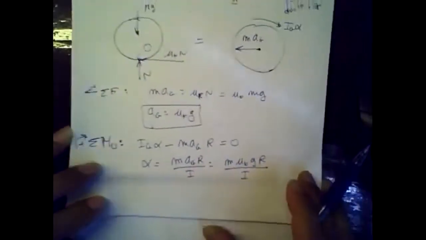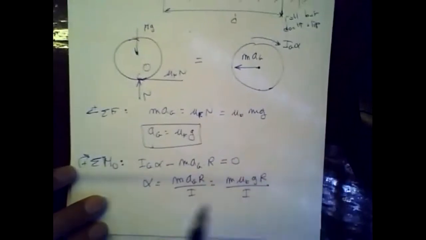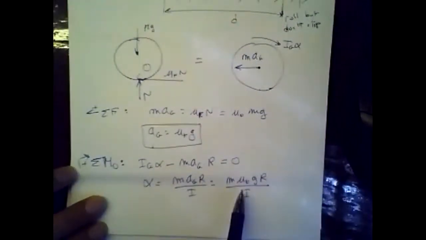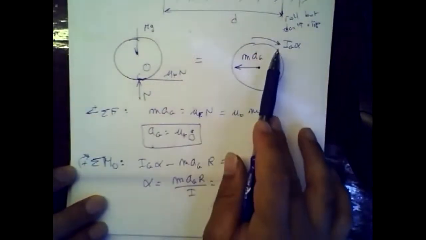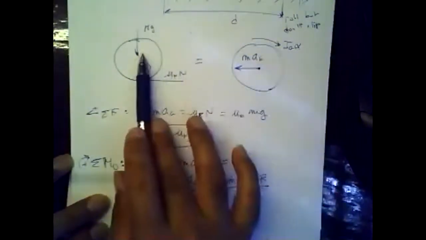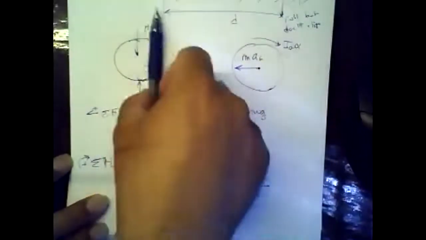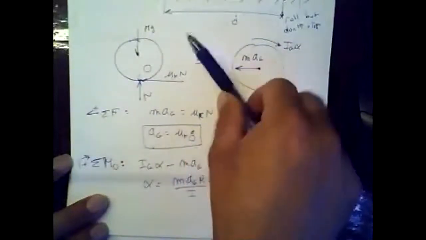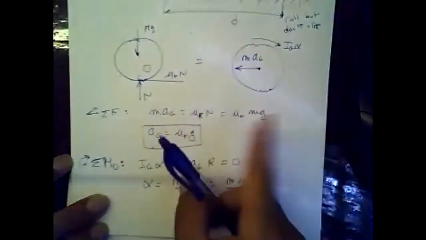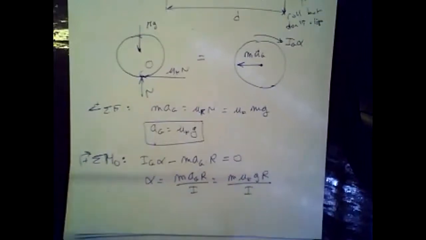Okay, so now we solve for alpha. How can I continue that problem from here? I have alpha, and notice alpha is constant, so your angular acceleration is constant. When you throw the bowling ball, initially it's not rotating, but as soon as it catches the ground, it's going to start to rotate slowly, and then ultimately it's going to be spinning very fast, because of this constant angular acceleration.